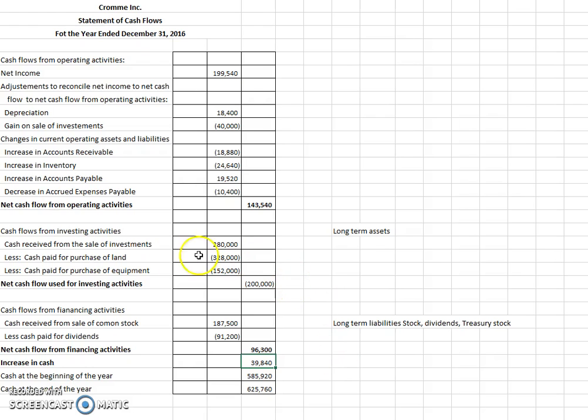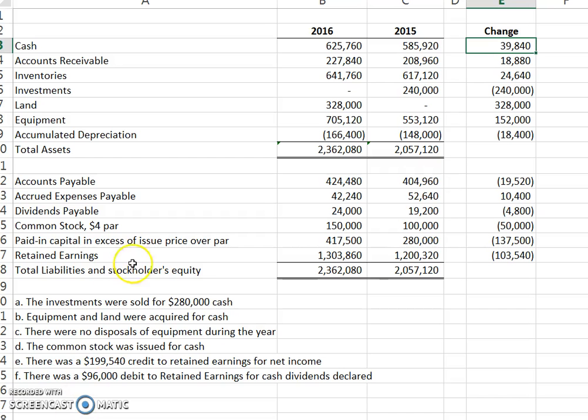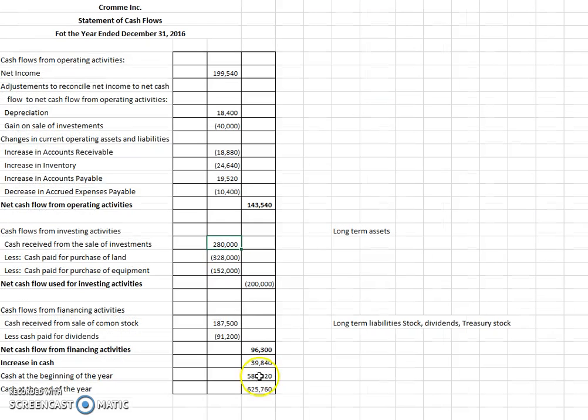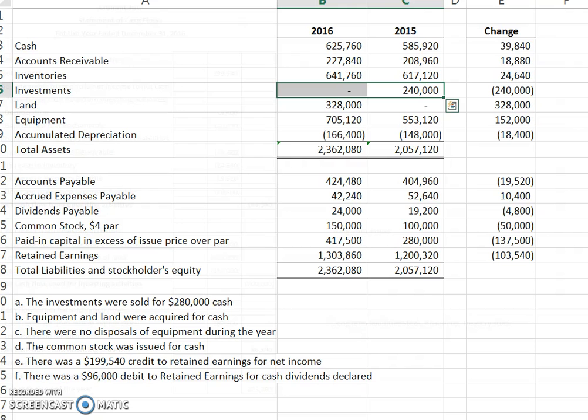All right, let's look and see how we do this. Cash flows from investing activities. So we'll be looking at our long-term assets. And here is one, and it went from $240 to nothing. So it looks like we sold it. But we need to know exactly how much we sold it for. So if I look down here in letter A, it says the investments were sold for $280,000 cash. That's the number I need, $280,000. So that's the number that I place here. And I just describe it, cash received from the sale of investments. All right, the next one that I'm going to look for is what happened to my land.